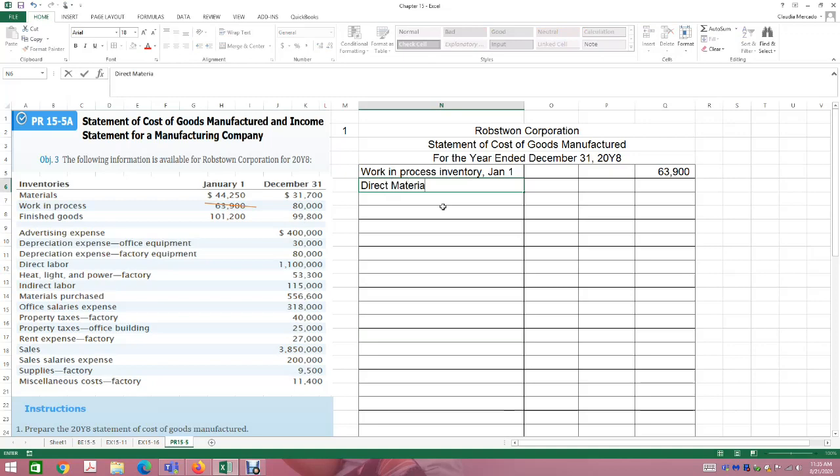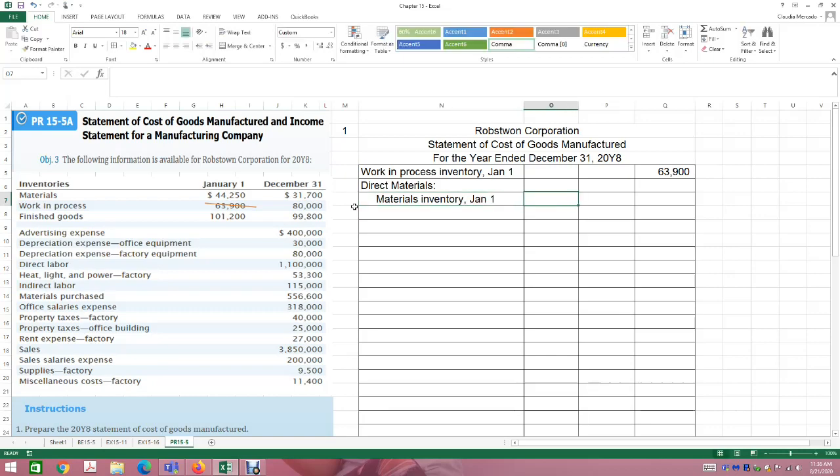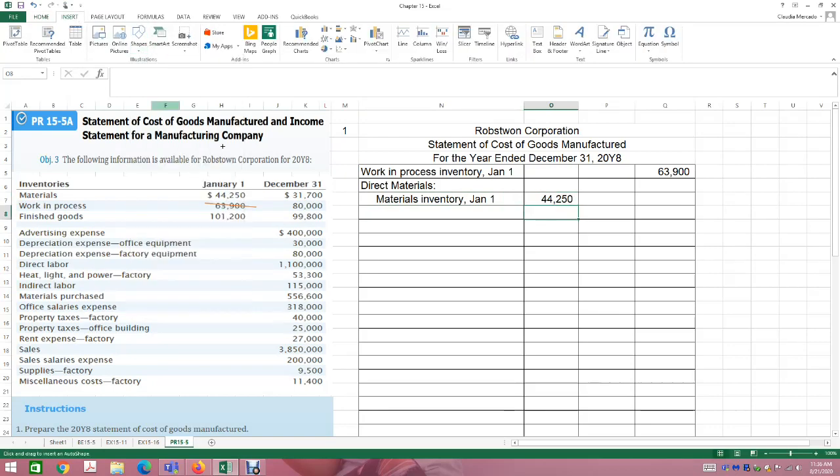Remember, we have three components that we have to figure out: direct materials, direct labor, and overhead. So the first component is direct materials. Do we have any materials left over from last period? If we look at materials, as of the beginning of the year, January 1st, we have $44,250 sitting in our warehouse of raw materials. So that's going to be my starting point for materials. We have materials inventory, January 1st, of $44,250.